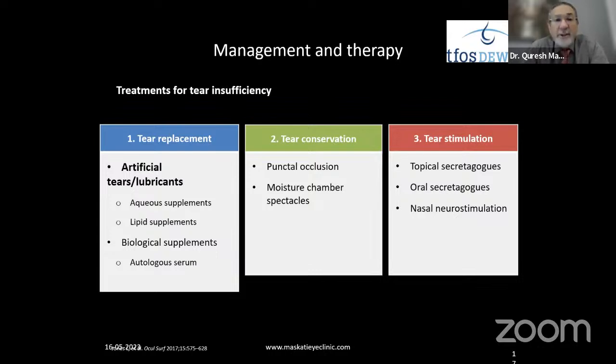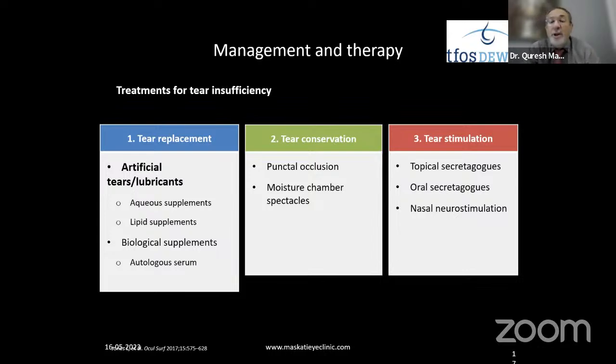In severe cases, we occlude the puncti. Both our upper lid and lower lid contain punctum through which the tears flow out. So if the tears are less, we close those puncti temporarily or permanently so that the tears will remain in the eye for a longer period. And you can also have tight fitting glasses with side protection, which is called moisture chamber spectacles. They retain your own tears in the eye for a little longer time.